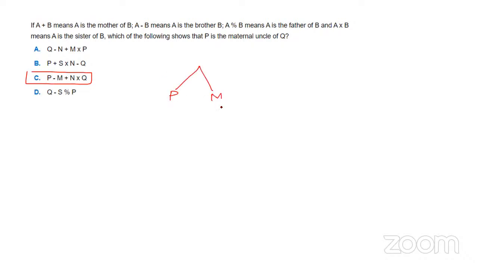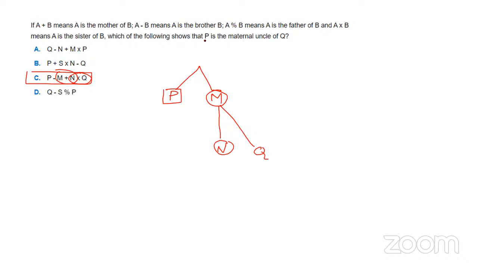This is how I can draw the family tree. P is a brother, so it's a male. Now, how are M and N connected? M plus means M is the mother of N. So that means M is a female and N is going to be here. Regarding N, N cross Q means N is a sister of Q. So N is a female and Q, I can say, is here. I don't know the gender of Q, but I don't think that matters here, right?